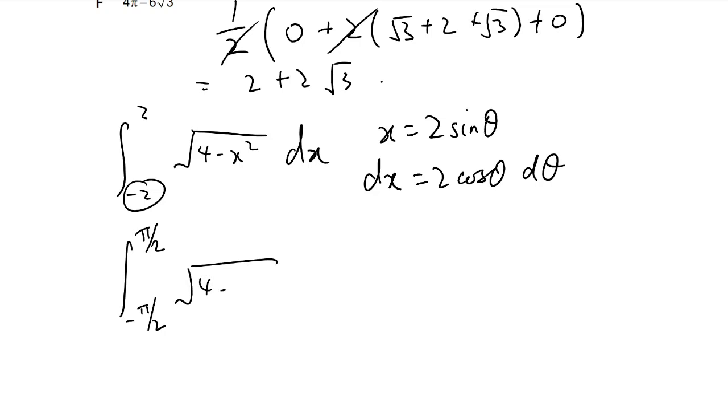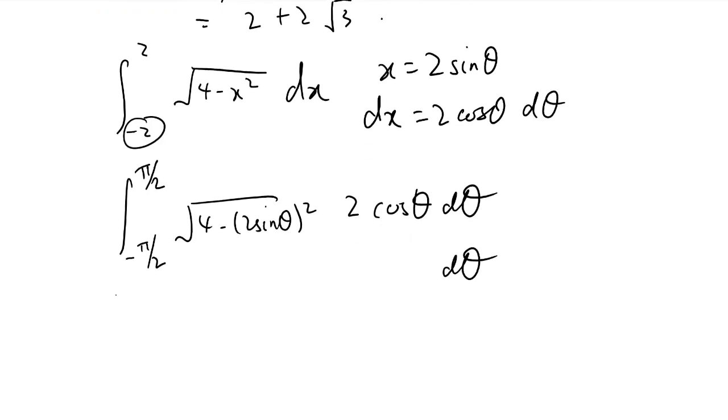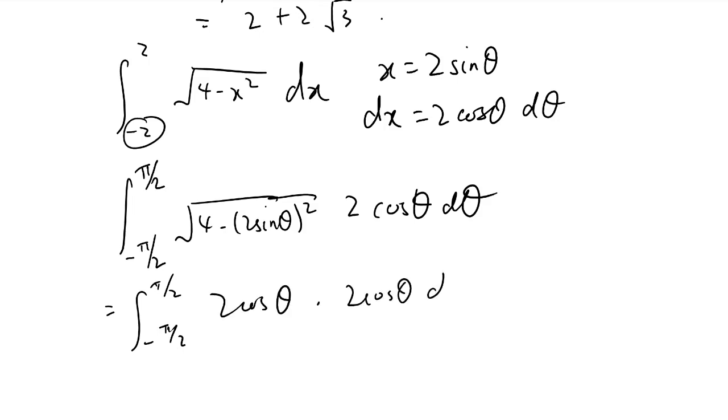So this would be square root 4 minus 2 sine theta squared, and then 2 cos theta d theta. Okay, the rest shouldn't be too bad, I hope. Now the square root is very nice, because inside you can use a trig identity to solve that. So the inside becomes 2 cos theta as well. So 2 cos theta times 2 cos theta d theta, and now this will become 4 lots of cos squared theta d theta.